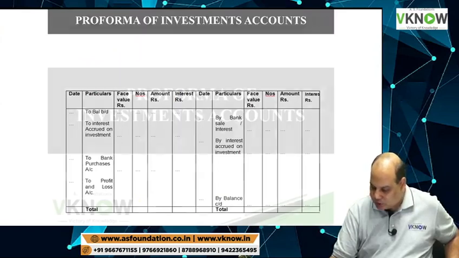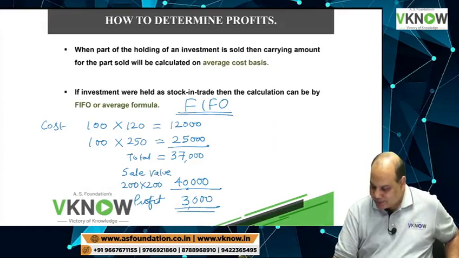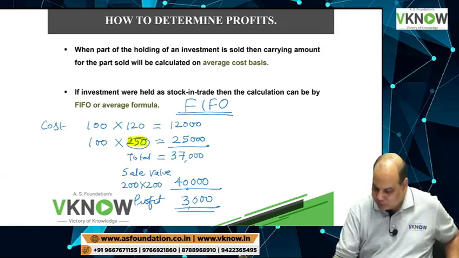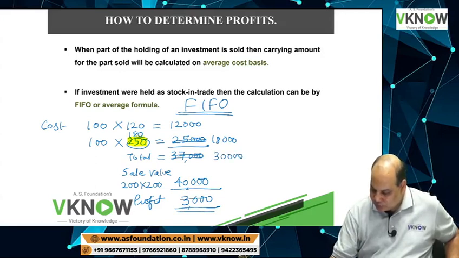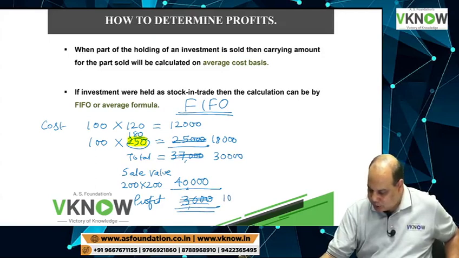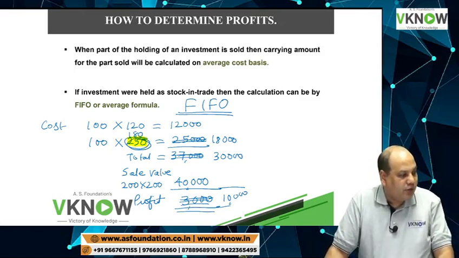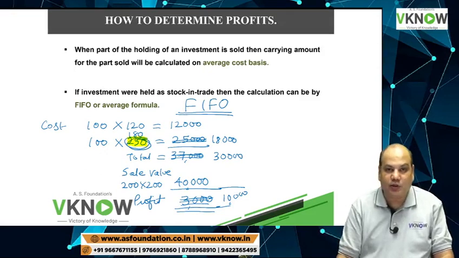Did I make some mistake in the calculation? Was this not 250, or was it 180? Just let me correct. If this figure was 180, then my answer will be 18,000. This is 30,000, and then 10,000 will be profit. So just check in your question. I forgot the question, so I took 250. If it was 180, kindly rectify. Don't worry, that was only for example's sake.